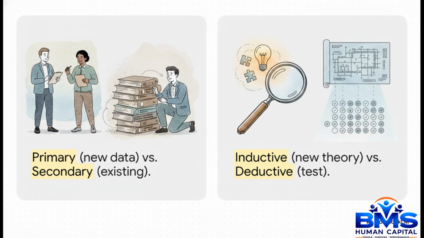On the left here, we have primary versus secondary research. Gathering your own brand new direct data, like, say, sending out an internal employee engagement survey, well, that's primary research. Using existing data, like industry turnover reports, that's secondary research. Now, on the right side, we contrast inductive reasoning, which means building a brand new theory from specific observations, with deductive reasoning, where you're actually testing an existing theory against specific data.